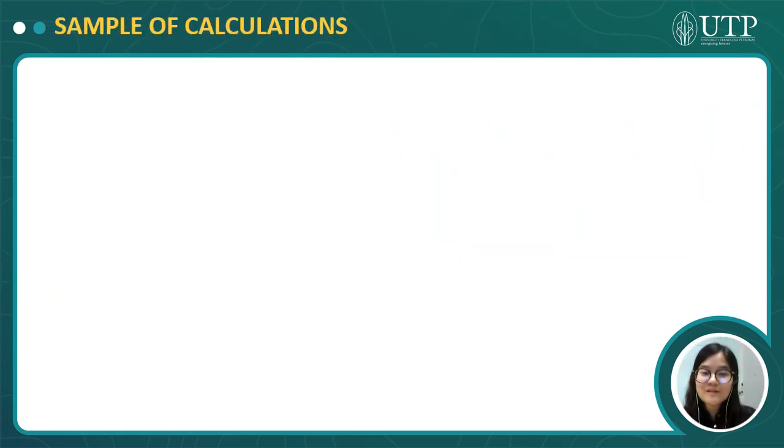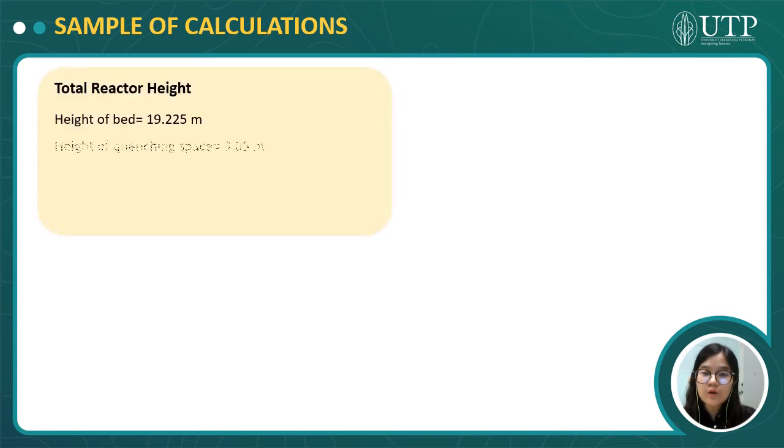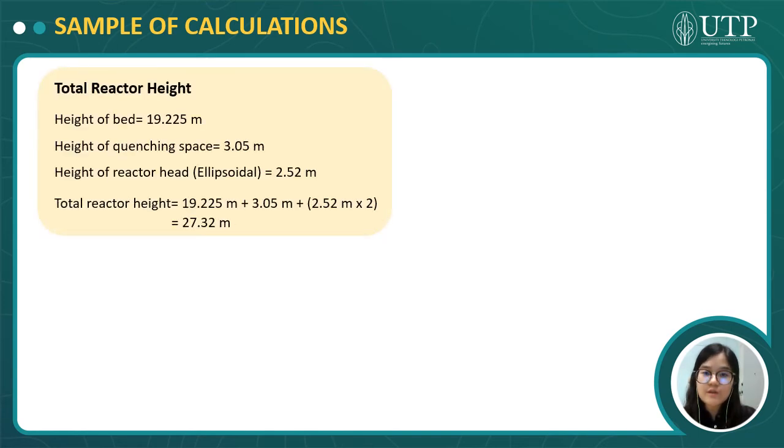Now this is a sample calculation of our hydro finishing reactor. Some of the main sample calculations included are the total reactor height. It was determined by first calculating the height of bed, which is 19.225 meter. Then the height of quenching space in between two of the beds in the reactor is around 3.05 meter. Then the ellipsoidal head will be selected as our reactor head, and the height is 2.52 meters.